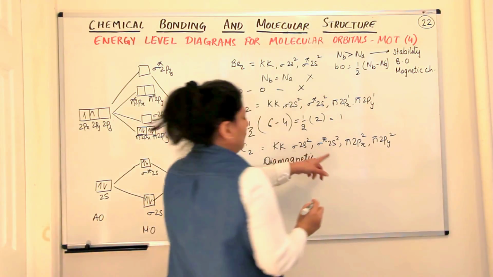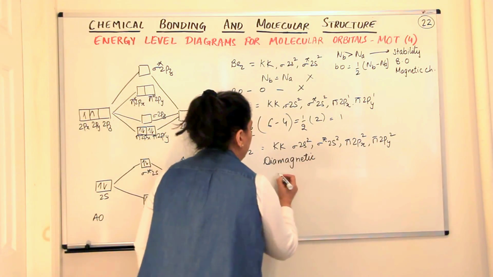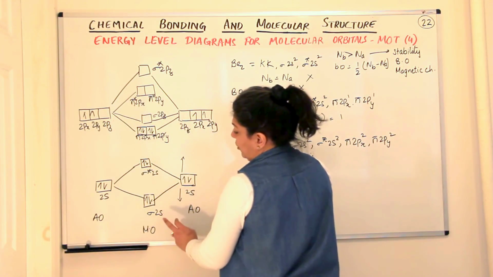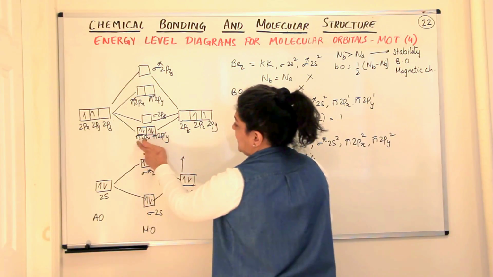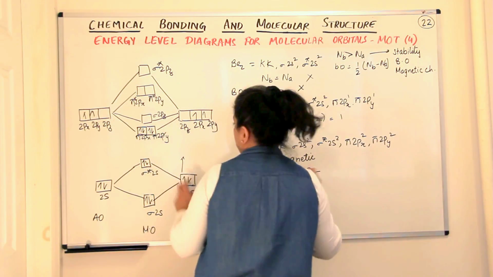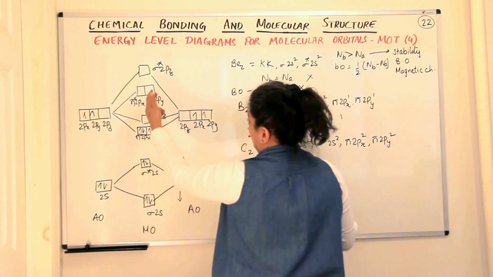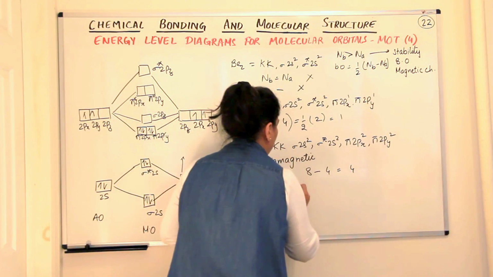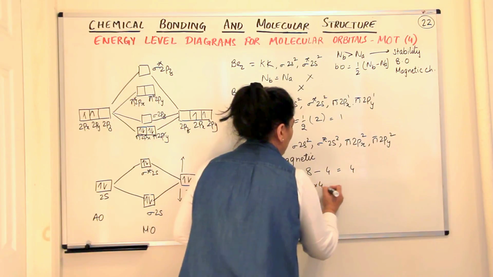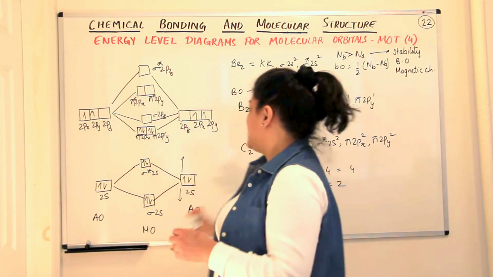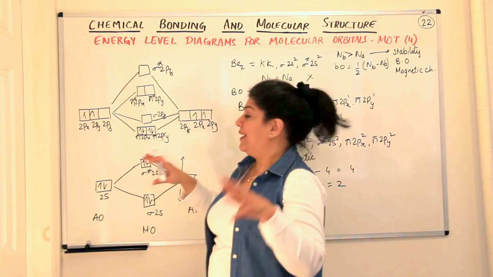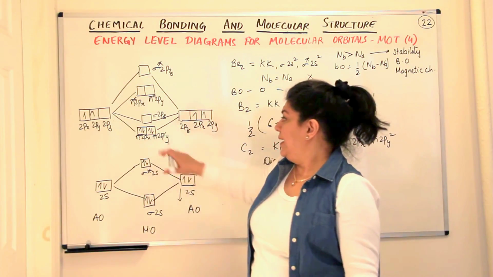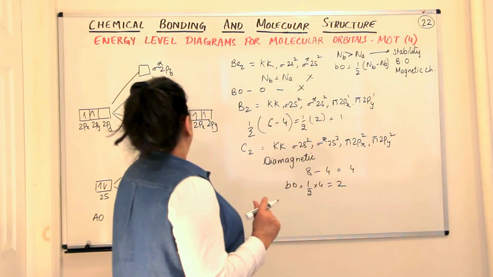Would the molecule exist? Let us count. KK is 2. How many electrons in bonding molecular orbitals? 2 plus 2, 4. 4, 5, 6, 7, 8. There are 8 bonding minus how many antibonding? 2 plus 2, 4. There are no more. 8 minus 4, which makes it 4. And the bond order would be half of this. Half of 4 would be 2. So this shows there is a double bond between the 2 carbon atoms, and both the bonds here are pi bonds, right? So that was a carbon molecule.